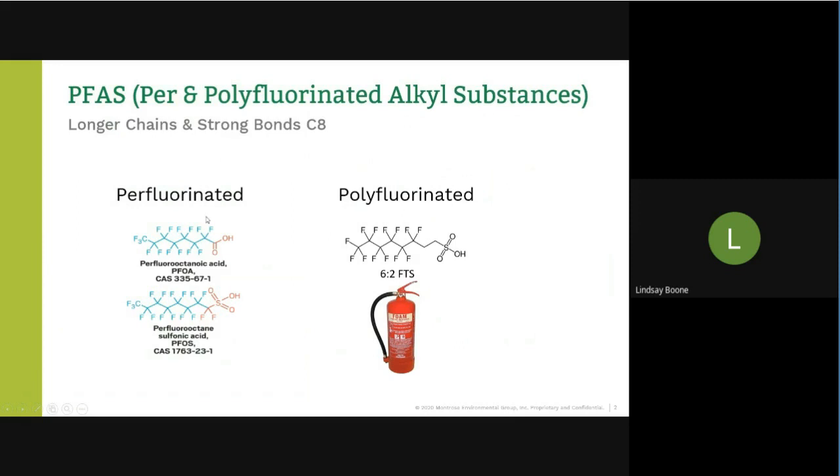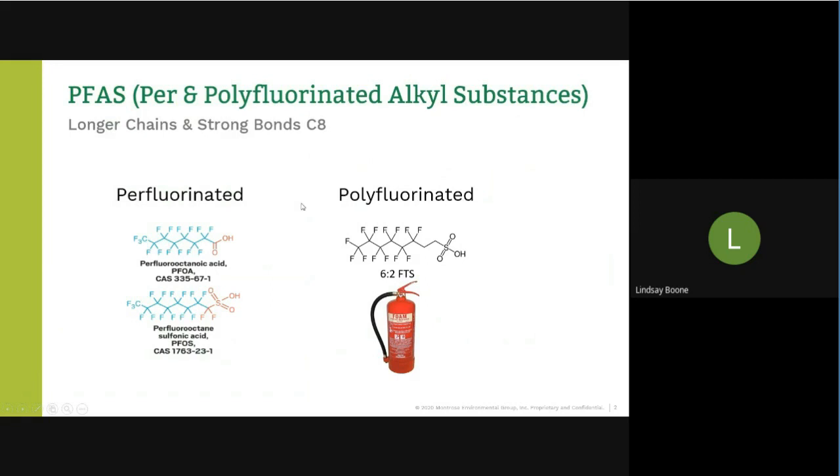If you look down at the screen, I've got examples of perfluorinated compounds under PFOA and PFAS, and a polyfluorinated compound under 6,2-FTS. Now, if we go back to this alkyl part of the name, what the alkyl is talking about in chemistry are all the carbon atoms with the C's and the points in these molecules. Those are all carbon atoms. They're talking about the carbon atoms in the molecule's backbone. So the backbone of perfluorinated and polyfluorinated atoms are carbons.